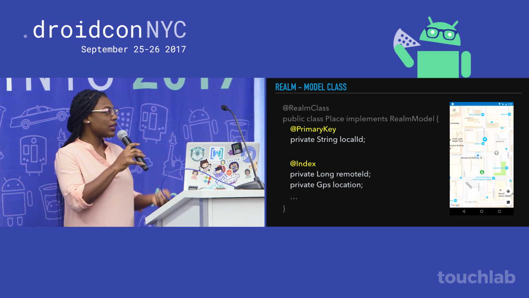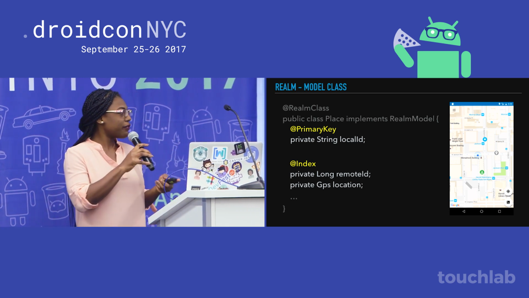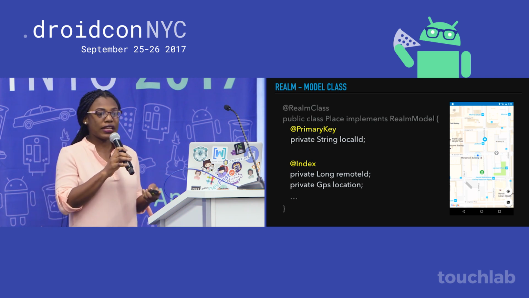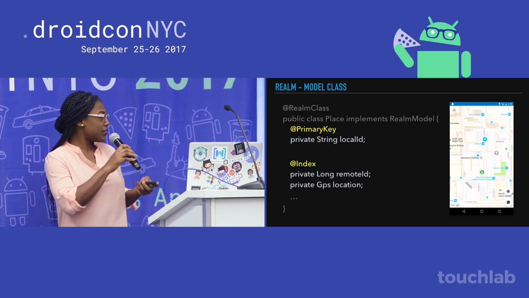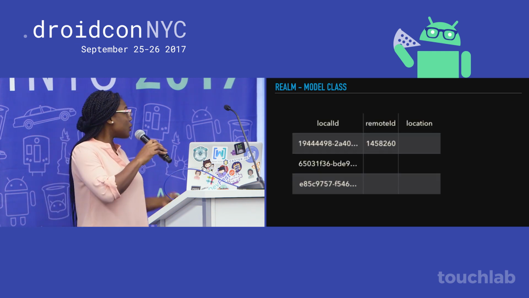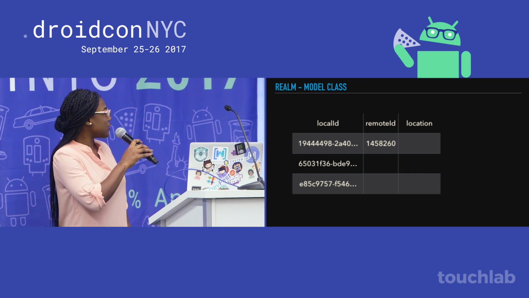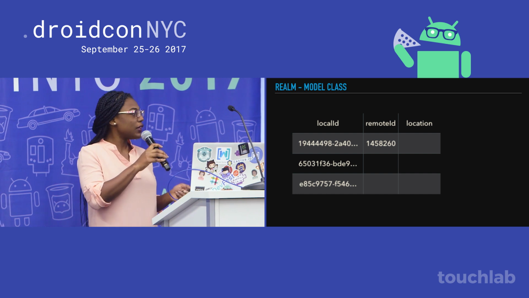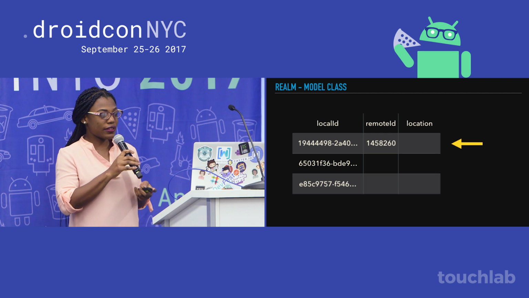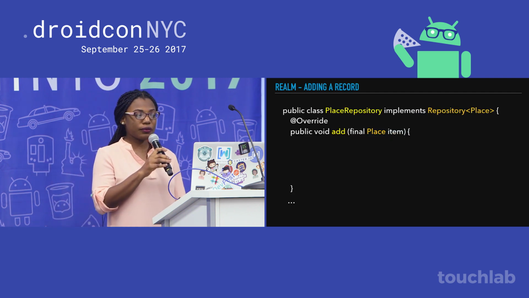So we would have the local ID field that has the primary key annotation because we want that to be unique. We have our index, that's the remote ID, and this would only be available if the place has been synced with the server. And this allows for faster lookups against those values. So this is what our database would look like if we were to visualize it. Every place has a local ID, and the remote ID is only available if the request has been synced with the server.